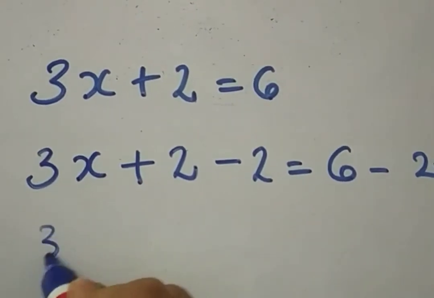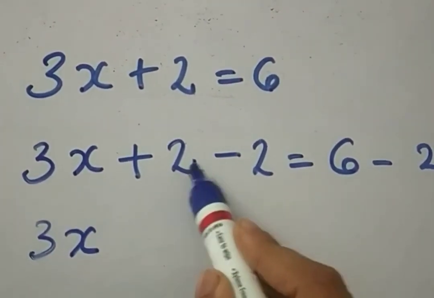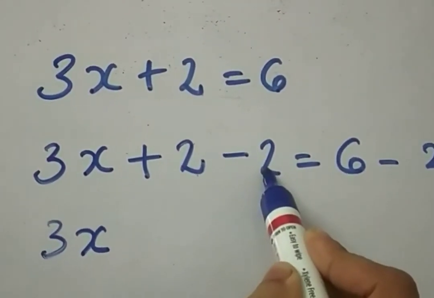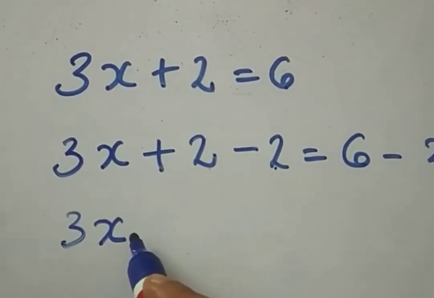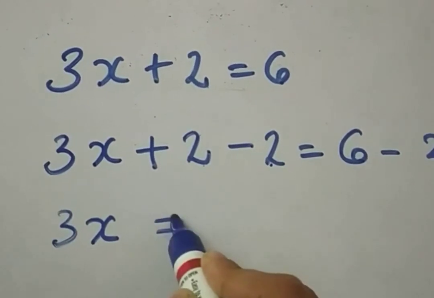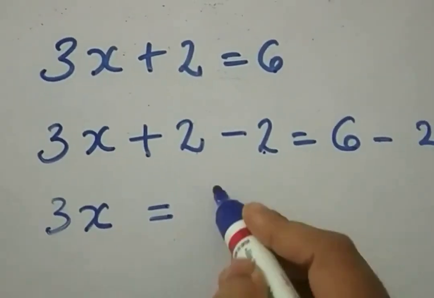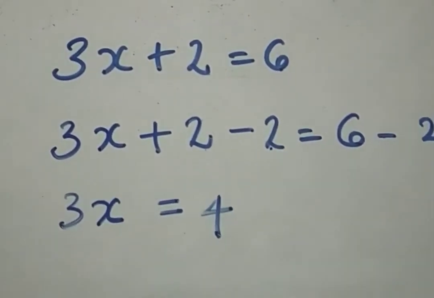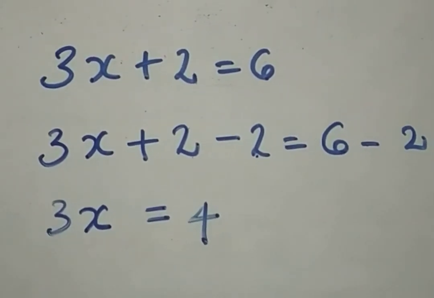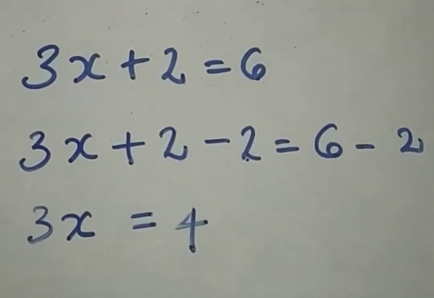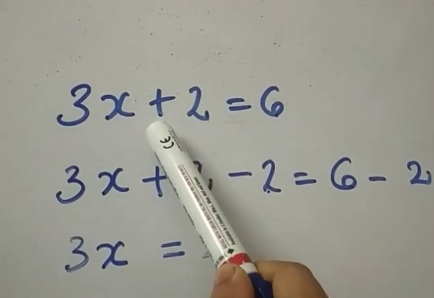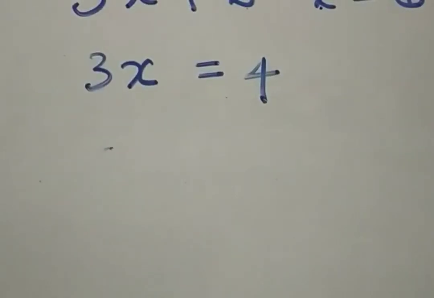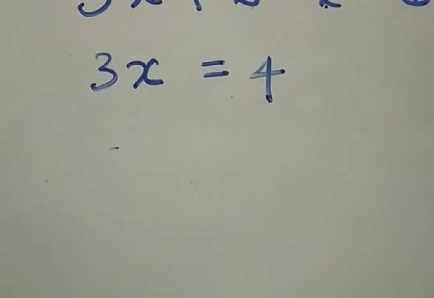Now 3x, then what is 2 minus 2? 2 minus 2 is 0. So in the left hand side we have only 3x. Then on the right hand side we have 6 minus 2 is 4. So we removed or we eliminated 2, the number 2 that is being added to 3x. So we reduced the equation to 3x is equal to 4.